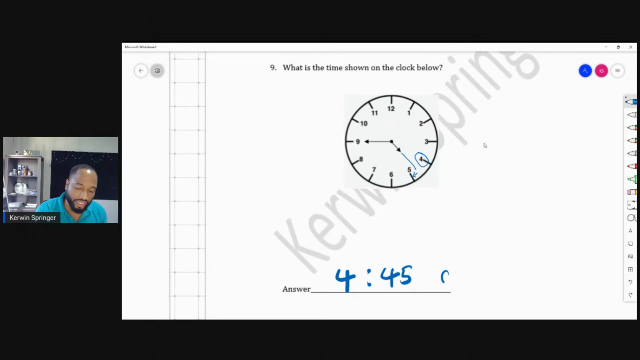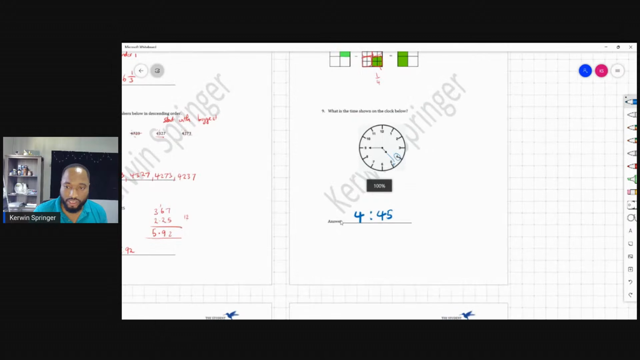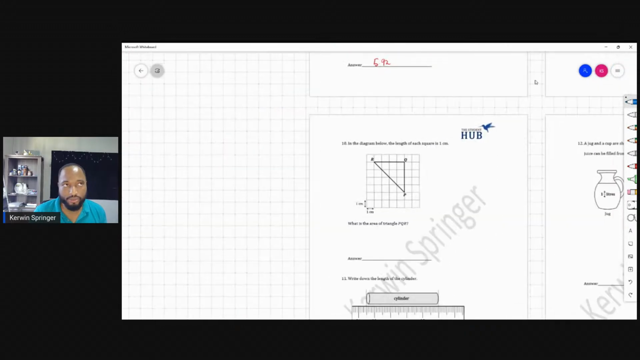We don't know whether it's AM or PM. You can't tell that from this clock. Let's keep going.